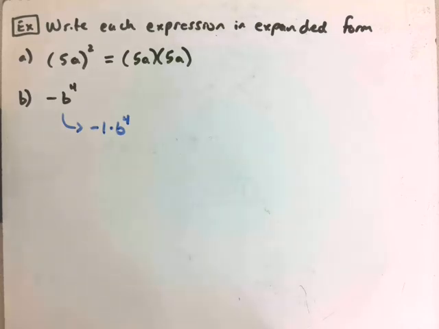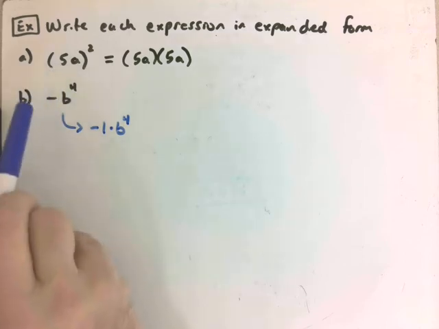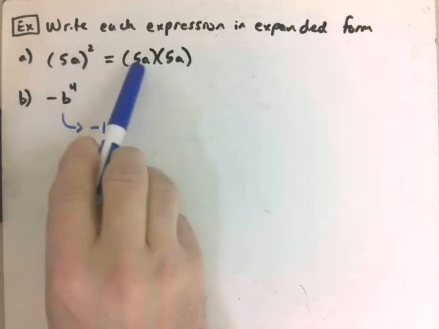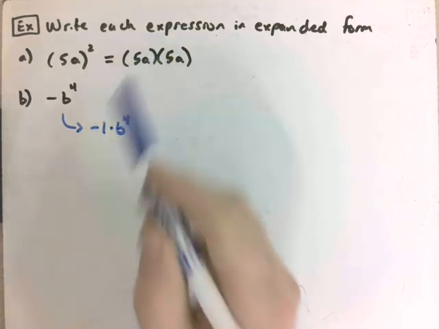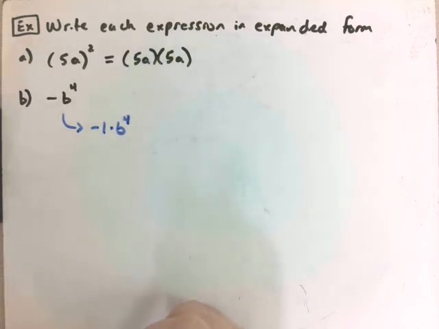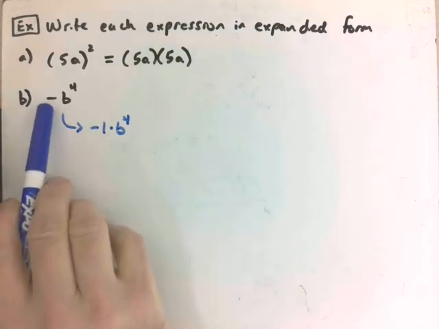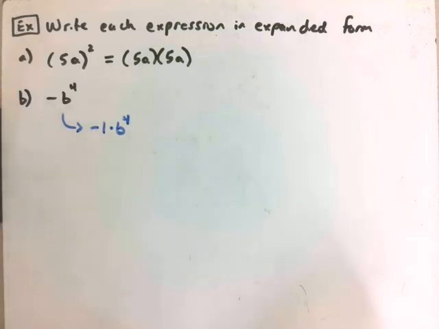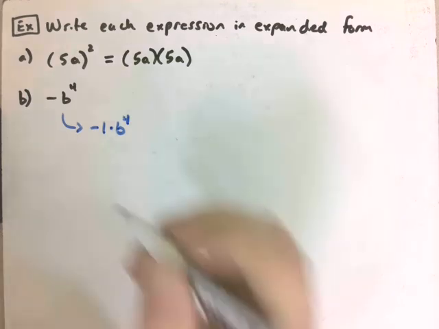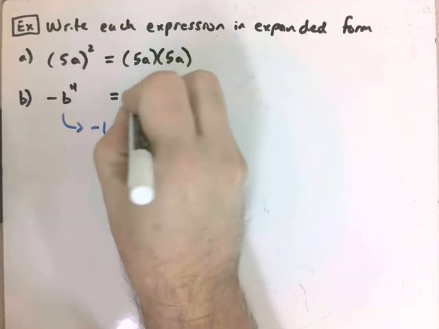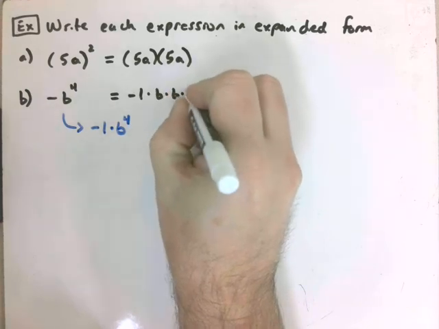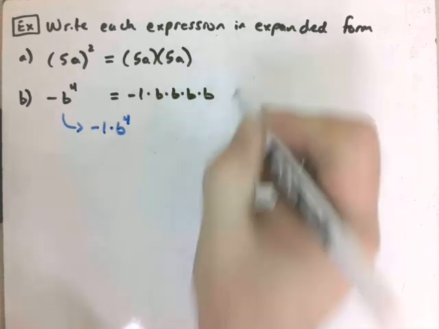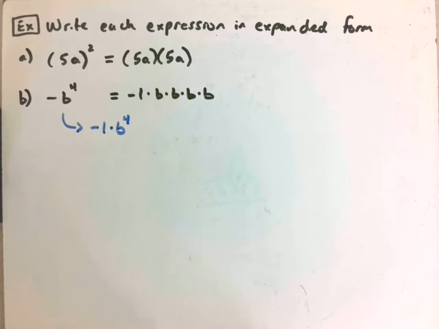In order for the negative to be included in the base of the exponent, it would need to be in parentheses with the b. Similar to the 5a up above, the 5 here is raised to the 2nd power. We are writing that twice when we write it in expanded form, because it is part of the base because of the parentheses. But here, the negative, or the -1, is not. So when you write this out, this is really like a -1 times b multiplied by itself 4 times.